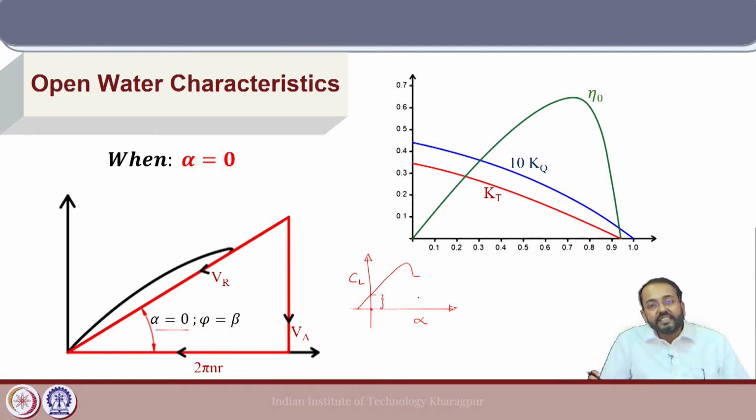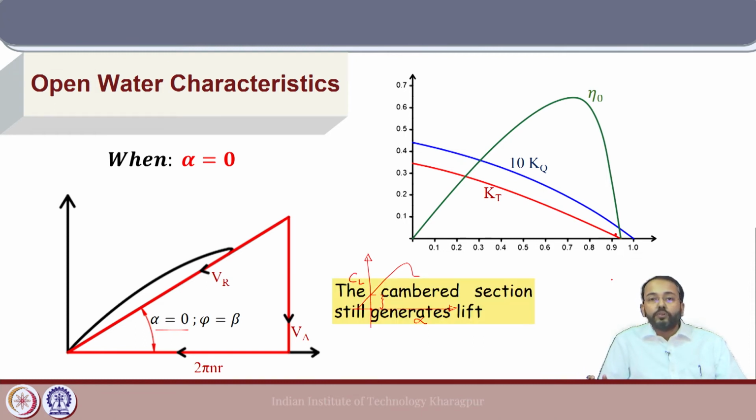So, the section still produces a small amount of lift even at 0 angle of attack, but there will also be drag, and the resultant of lift and drag will be reflected in the final Kt, because the sectional thrust is a resultant of both lift and drag. So, let us say if we neglect drag for now, because of that small lift, Kt will have a very small value somewhere here, but it will still not be 0. So, this is what is mentioned here, the cambered section will still generate lift.